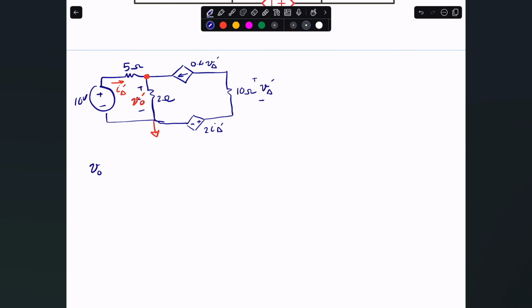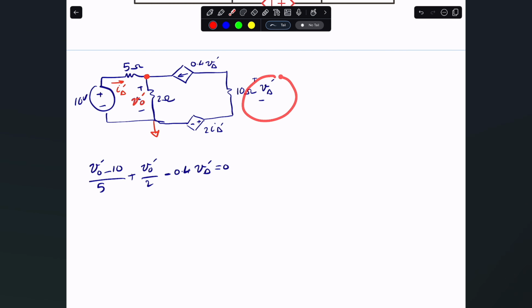Nodal analysis tells me V naught prime minus 10 divided by 5, plus V naught prime divided by 2, negative, well, this one here is a current source, so I'm looking for the opposite of it, which is negative 0.4 V delta prime, and that should be equal to 0. So V delta is not one of the nodal voltages that I'm looking for, so I have to write the equation. Where's the V delta?